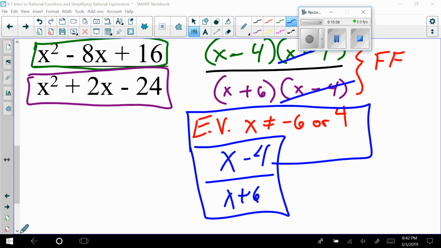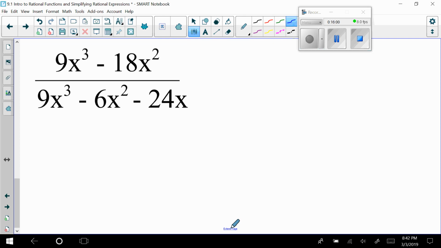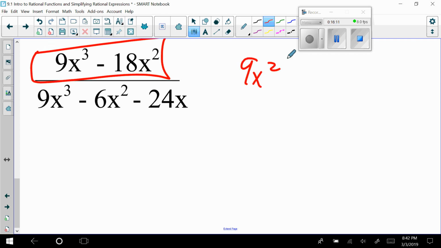Okay, let's keep working our way through. We got one more problem to get through. Coming up on a 20-minute video here. Well, let's factor this thing out. What goes into those? I think 9x squared comes out. So that would be x minus 2.